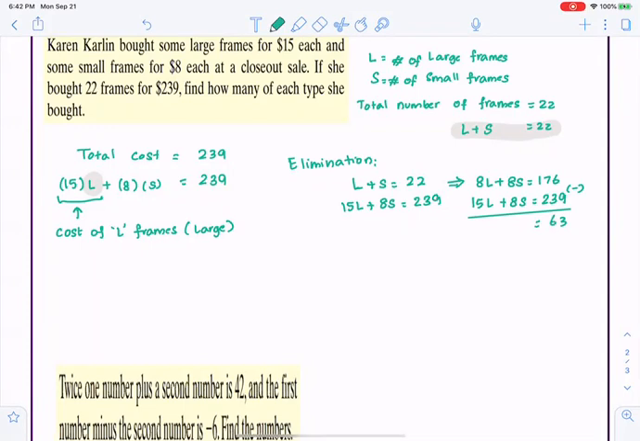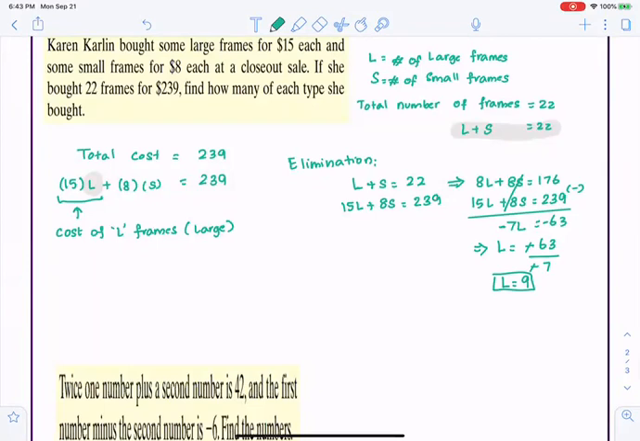So the S's would get cancelled, and 8L minus 15L is negative 7L. And there should be a negative over there because it is 176 minus 239, which is negative 63. The negatives would go away, or we can simply divide by negative 7 on both sides. Negative 63 over negative 7, negatives go away, L would be equal to 9. So the number of large frames that Karen bought is 9.